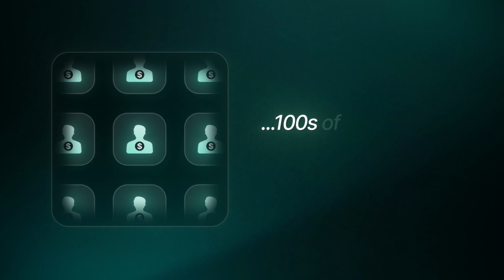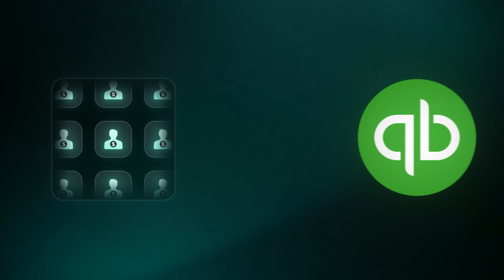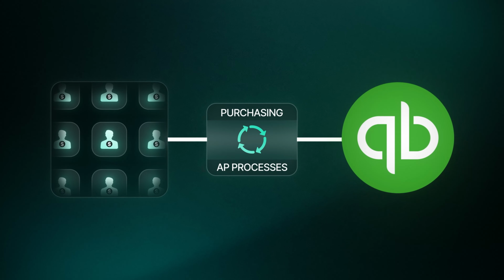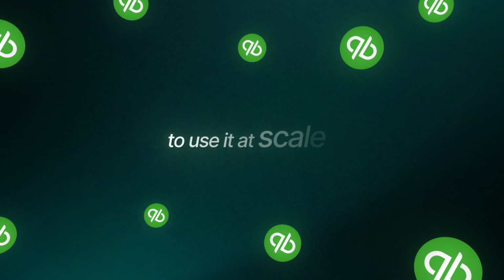I work with hundreds of finance teams that use QuickBooks for their purchasing and AP processes. And the same pattern keeps showing up. It's a great accounting system, but most companies fail to use it at scale when it comes to either purchasing and AP. And if you're running your process through QuickBooks today and you're a growing company, you're probably already seeing some of these signs.